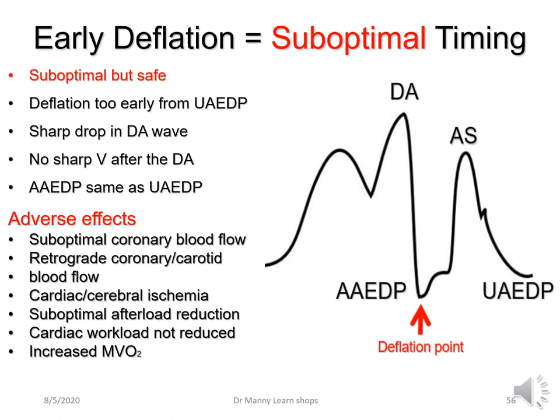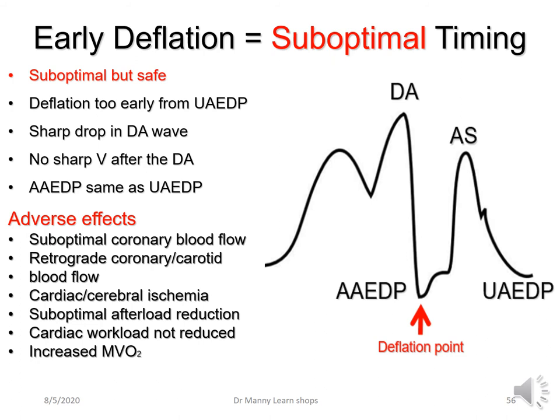Then you've got early deflation. Again, this is safe and suboptimal. But from my perspective here, if you're not going to do it properly, then that's a problem. So early deflation is considered safe but suboptimal. And deflation now is too early from the unassisted aortic end diastolic pressure. There's a sharp drop in the diastolic augmentation wave that you can see. There's no sharp V after the diastolic augmentation. It's sort of a bump. The assisted aortic end diastolic pressure, have a look, is basically the same. So therefore, there's been no significant improvement in helping the failing left ventricle for whatever the reason.